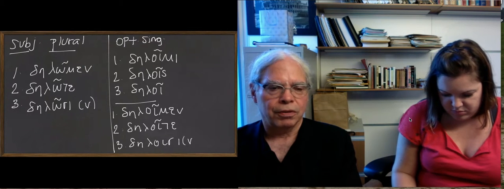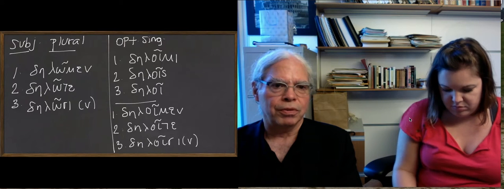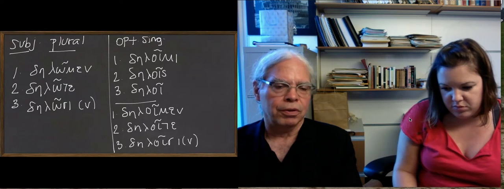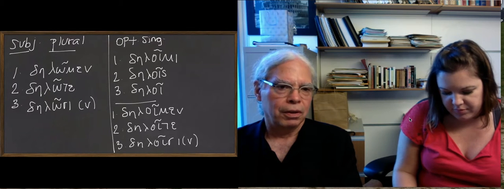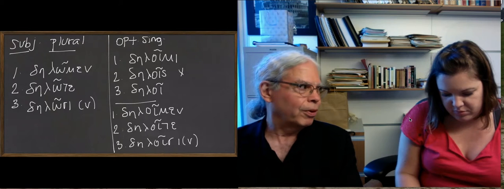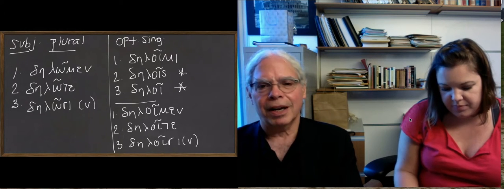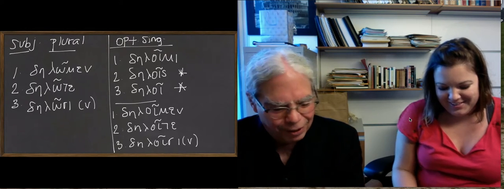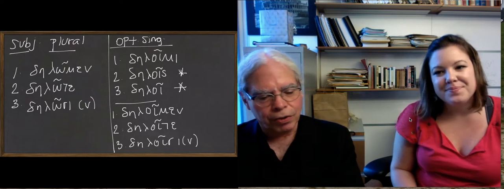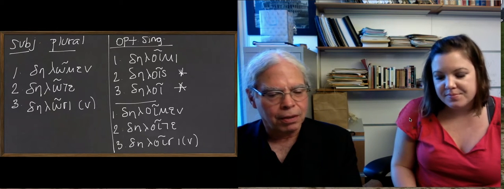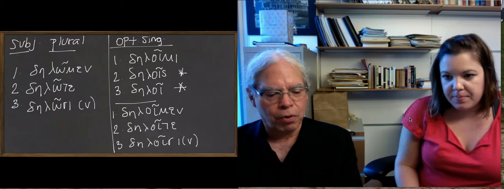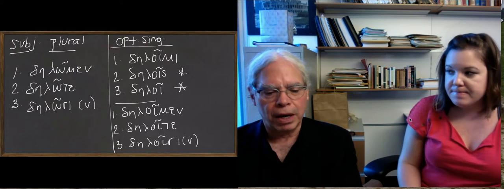The first person singular form is distinctive, but the second person singular and the third person singular, deloise, deloi, can be second and third person indicative, second and third person subjunctive, as well as second and third person optative. This is really collapsing categories. Okay. We should also take a look at the imperfect indicative forms and maybe the middle passive forms.